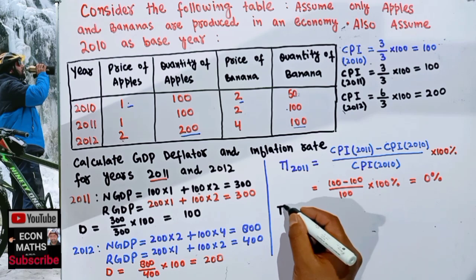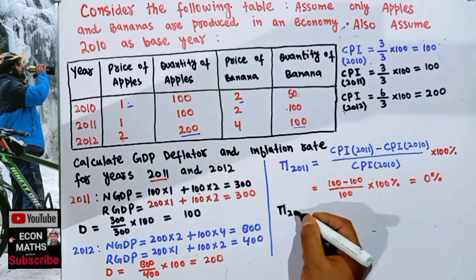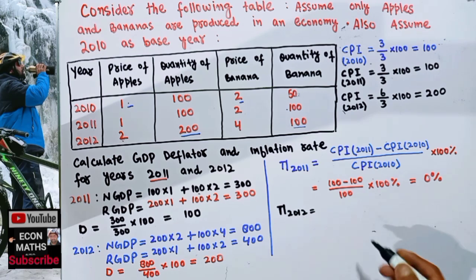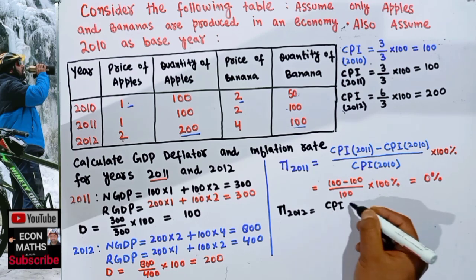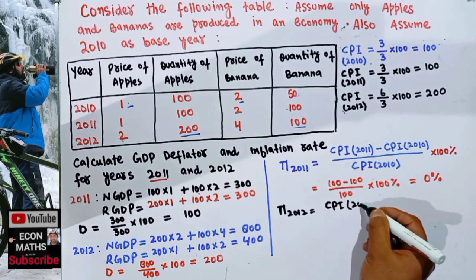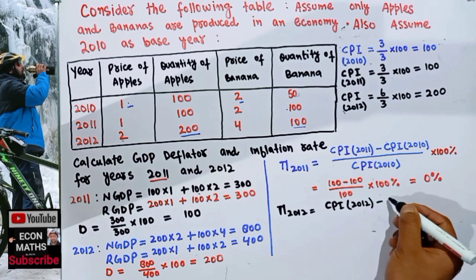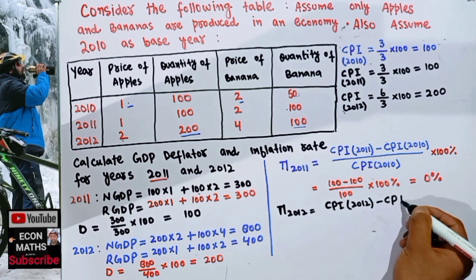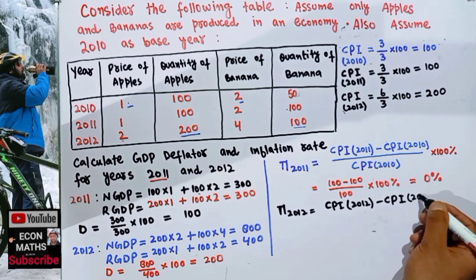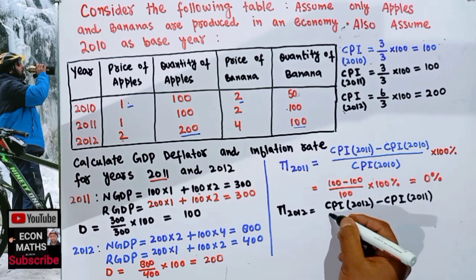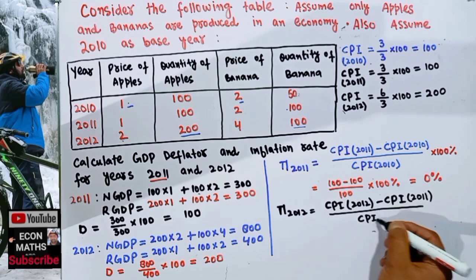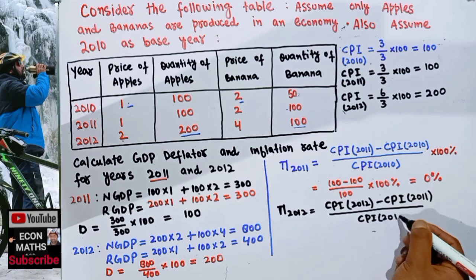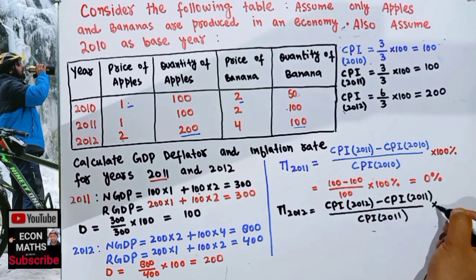And what is the inflation rate for 2012? It will be equal to CPI in 2012 minus CPI in 2011, divided by CPI in 2011. To this we multiply by 100%.